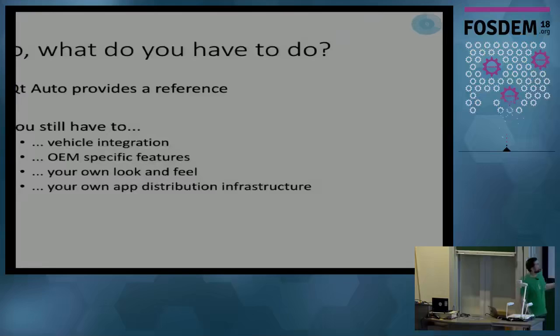And what does the customer then have to do? What you as a car maker? I mean, we provide a reference. We show how we think it should be built, but we don't build a specific car. So you have to integrate it to your vehicles, to your electrical systems, to your CAN network. You have to add your own features. Everyone has something fancy. You have to add your look and feel and so on. And you need to have your own infrastructure for deploying apps and upgrades.